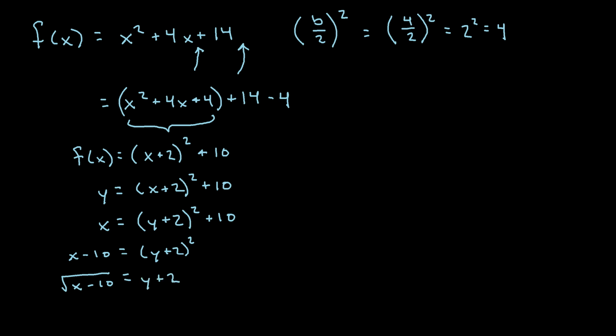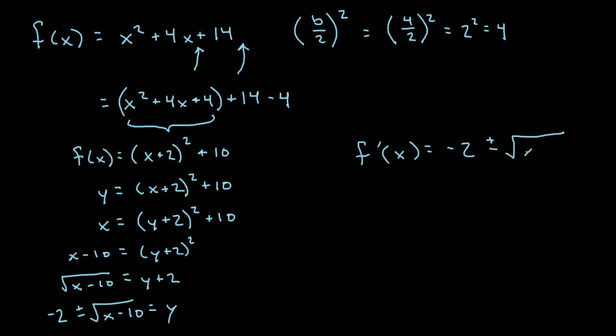And then the last step is let's subtract a 2 from each side. So we get negative 2. Because it's a quadratic equation, we'll write plus or minus the square root of x minus 10 is equal to y. So that is our final answer. So we can write f inverse of x is equal to negative 2 plus or minus the square root of x minus 10. And that is our final answer.